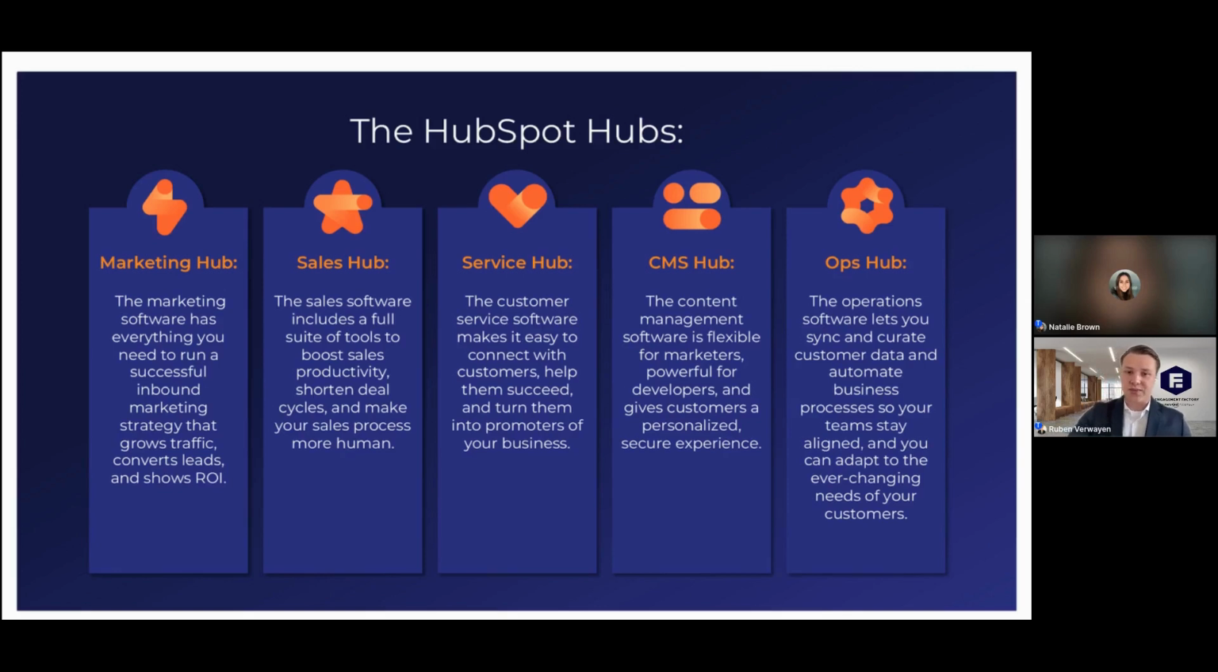Well, then we have the Operations Hub, which lets you sync and curate customer data and automate your business processes so your team stays aligned. You can adapt to the ever-changing needs of your customer. So this basically helps you with the cleaning of data and make sure that, for example, integrations are running smoothly. So these are the different HubSpot hubs.